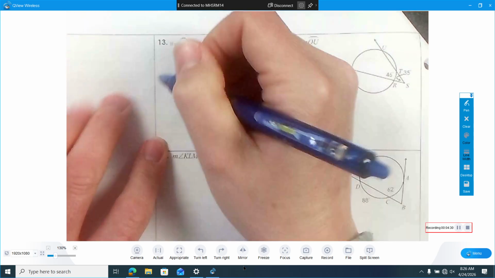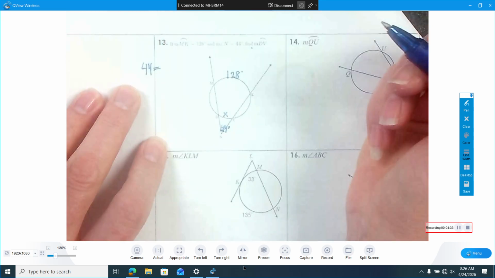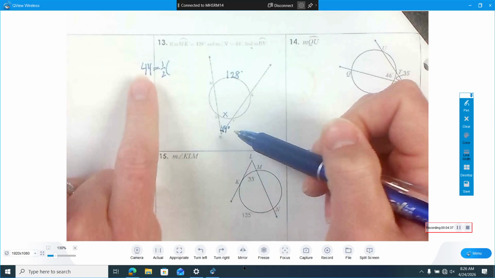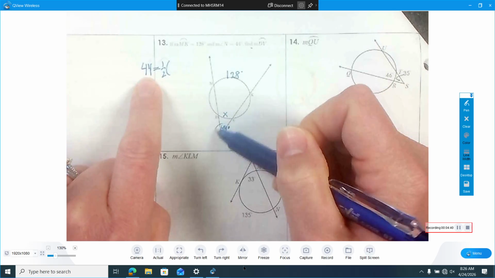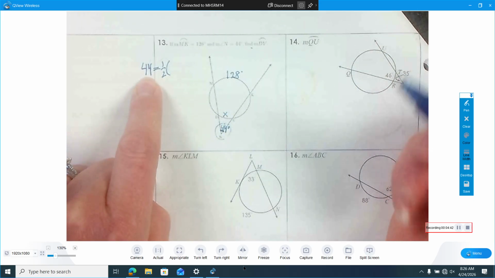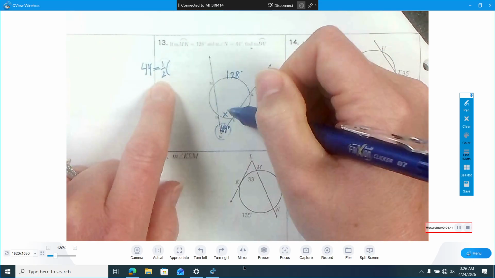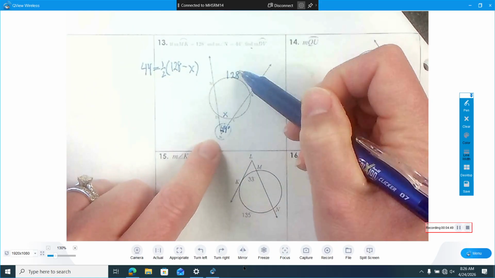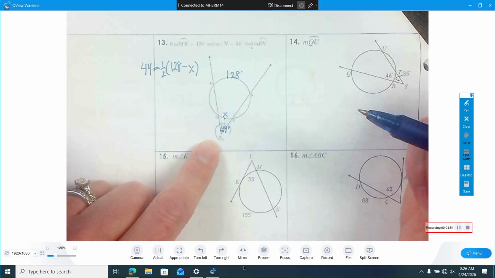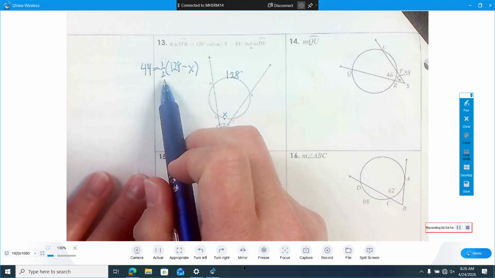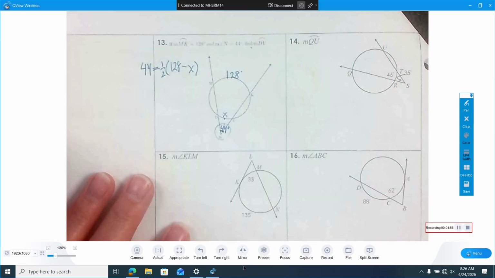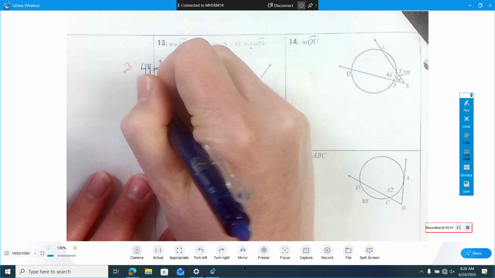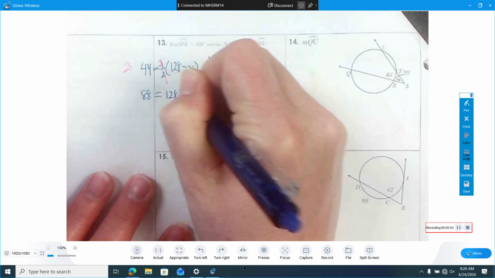44 equals 1/2 of X minus... 128 minus X. Good, excellent. So again, our angle is right here, so we're starting there. The angle equals half of the difference of the arcs, so 128 minus X. And we did need to do the far minus the close one. How do we get rid of this 1/2? Times by 2, the easiest way to deal with that. So then we have 88 equals 128 minus X.